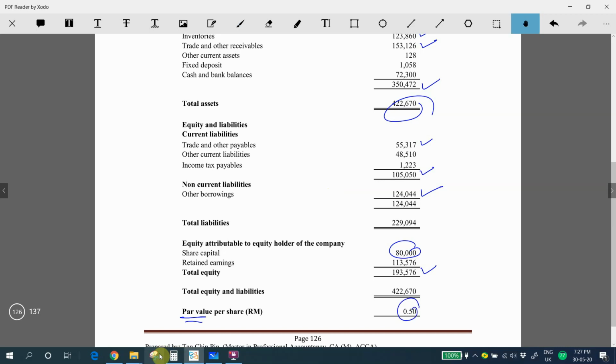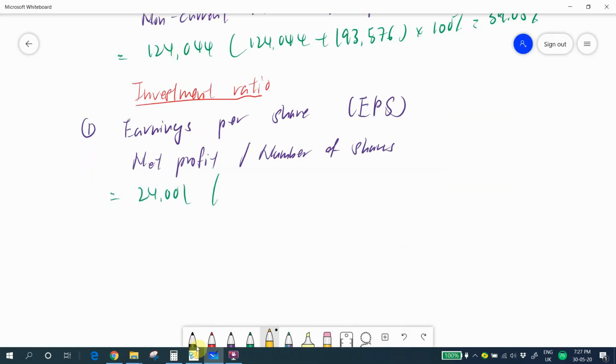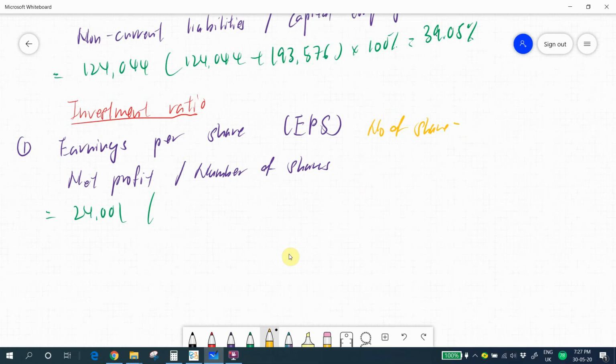So from here, we can find out that the number of shares equals the value 80,000 divided by the value of each share, which is 50 cents. So we get 160,000. So this is the number of shares for this company. The total value is 80,000 and the par value per share is 50 cents. So the total number of shares is 160,000.